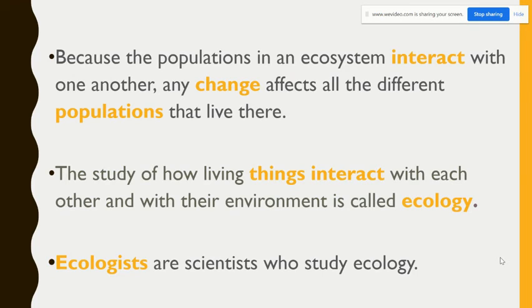Because the populations in an ecosystem interact with one another, any change that happens to that area is going to affect all the different populations. So, if you take away the prairie dogs or something eats all the prairie dogs up, it's going to change what other animals live there, or what happens to the grasses that might grow, or other organisms might leave the area or come in. And we'll get into that a little bit later.